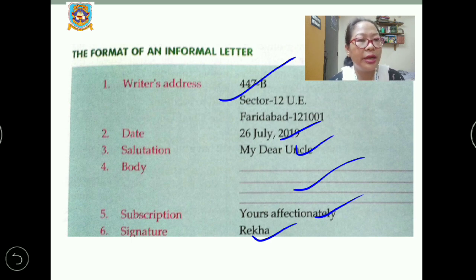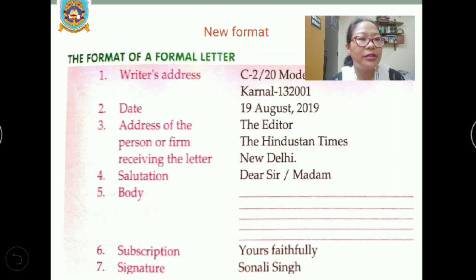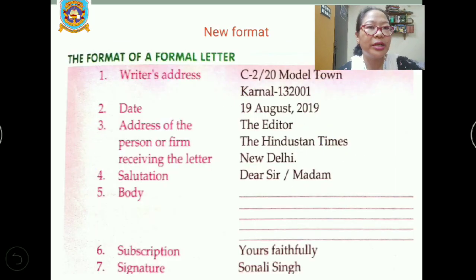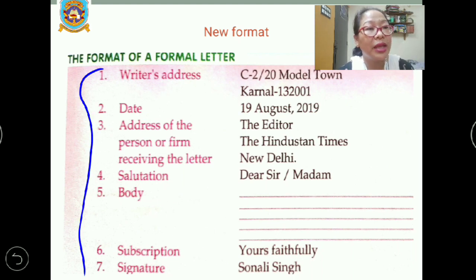I've taught you this earlier, and everything which is written here comes on the left hand side of a page. Now this is the format of a formal letter. This is a new format we have to follow. Please keep in mind that everything here will come on the left hand side of a page or a copy. The first is the writer's address. Next is the date on which the letter is written.